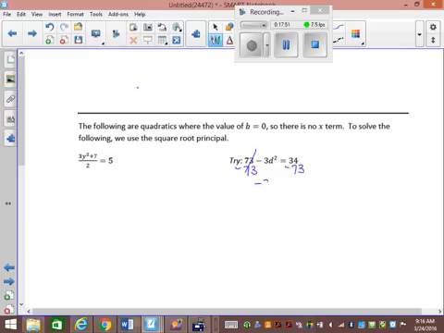And we get negative 3d squared equals negative 39. Divide by negative 3. And d squared equals 13.